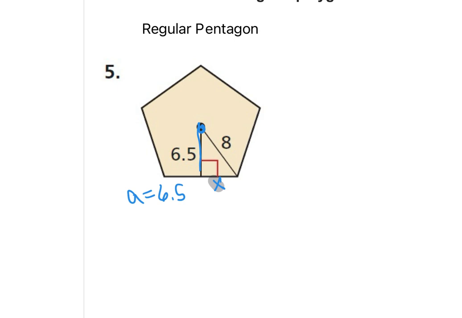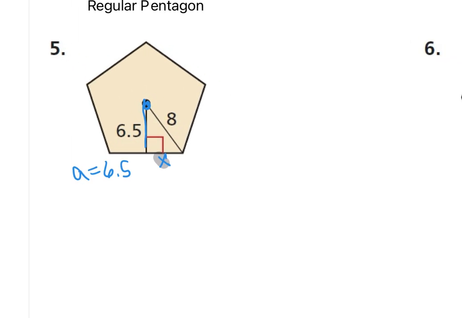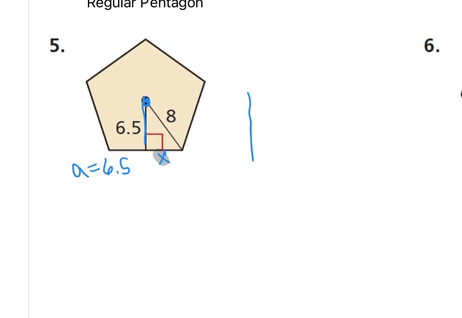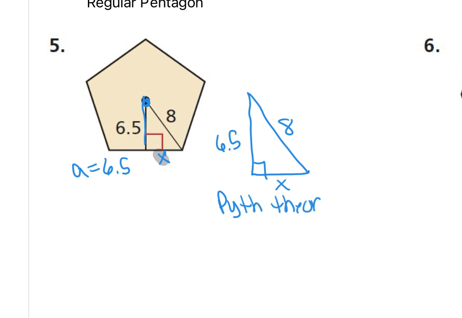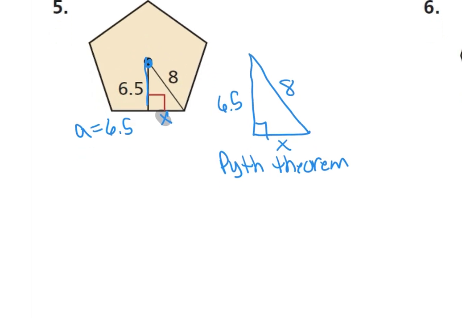Okay. Well, if you notice, I'm going to make it a little bit bigger over here. We've got a right triangle. Okay. Right triangle. I'm just taking that and putting it off to the side. Here is 6.5 and here is 8 and here is our x. Well, we have a right triangle with two sides that are known, which means we are going to use the Pythagorean theorem to figure out that missing part of the triangle.